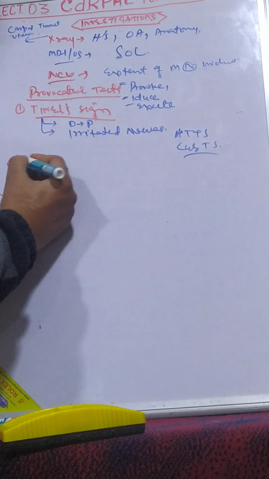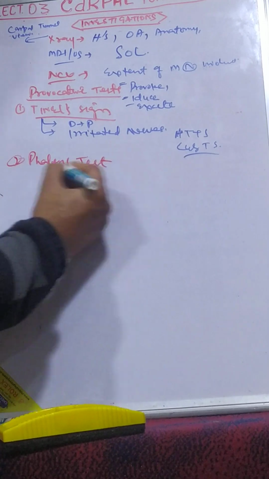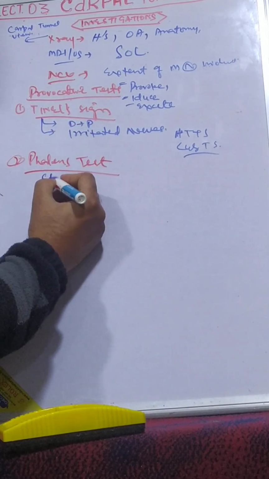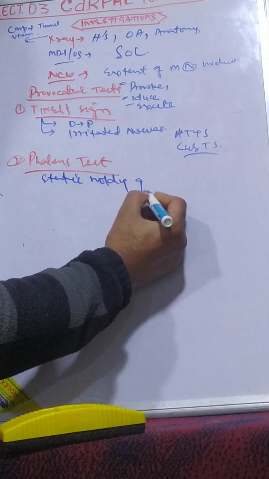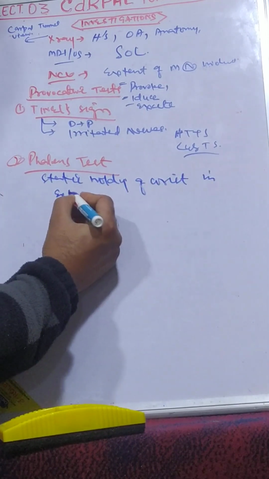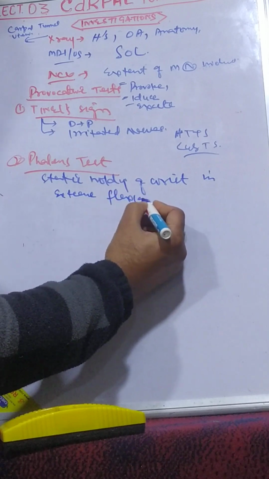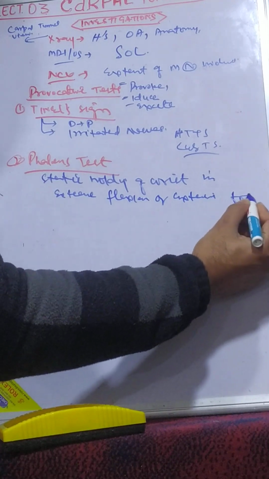Next is Phalen's test. What is Phalen's test? Static holding of the wrist in extreme flexion or extension for 60 seconds.